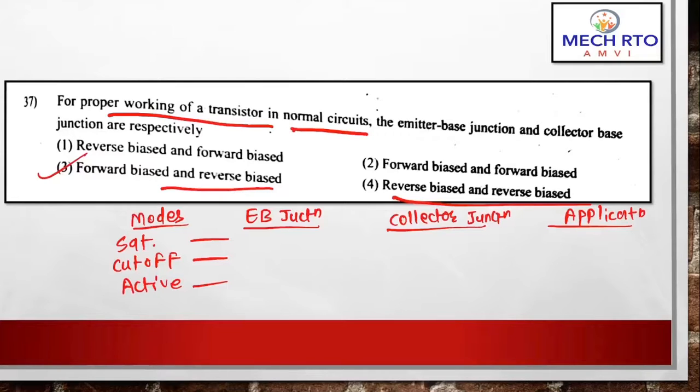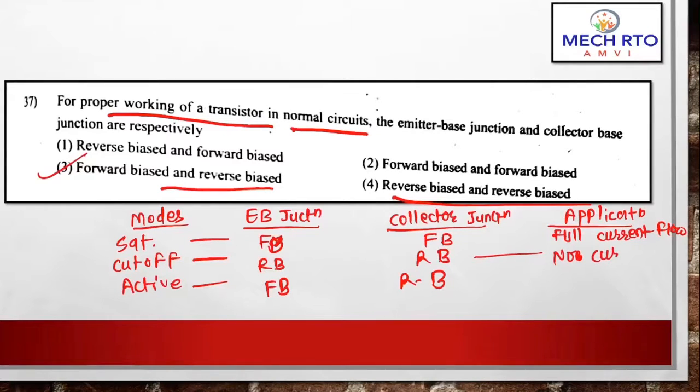For the emitter base junction, it is forward biased, right? It is forward bias. This is also forward bias. This is reverse bias. This is reverse bias. This is forward bias. This is reverse bias. Right. So application: full current flow. Full current flow. This is no current flow. No current flow, and this is amplifier, right?